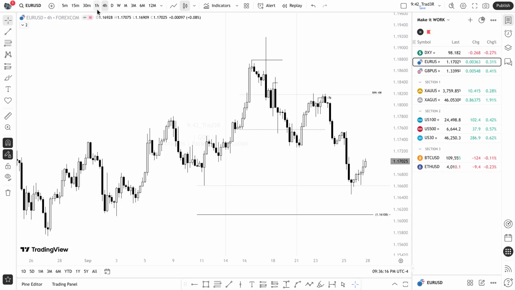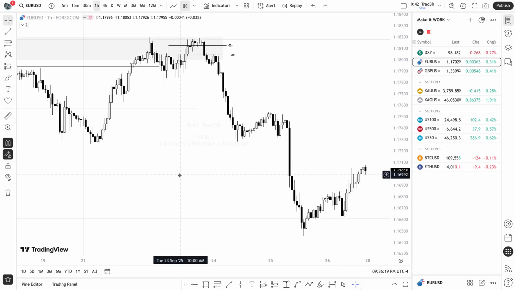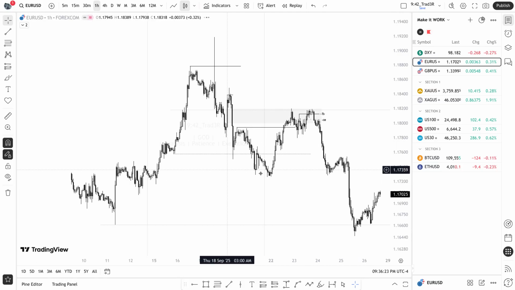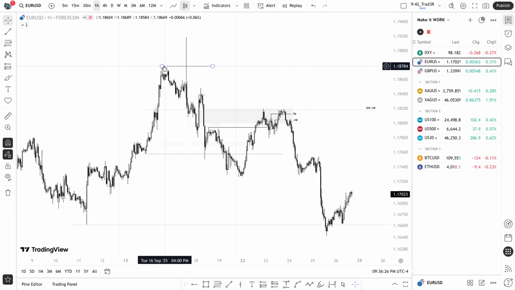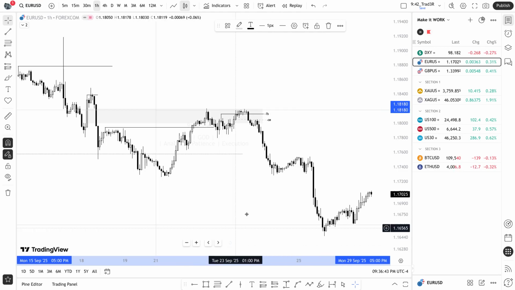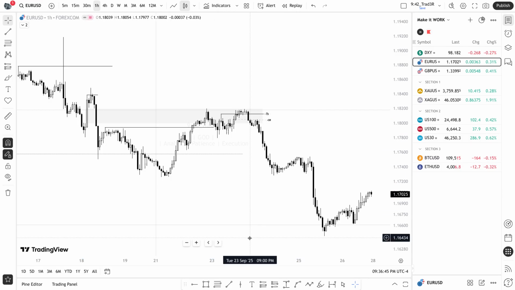My entries were on the hourly. You can see on the hourly how price is respecting old highs and breaking and closing below the lows, and you can see how price came into this particular key level on the hourly time frame, and also the 50% of the daily order block. You can see how price respected it, and we dumped off of that key level. So my entry was on this 1 hour order block here.